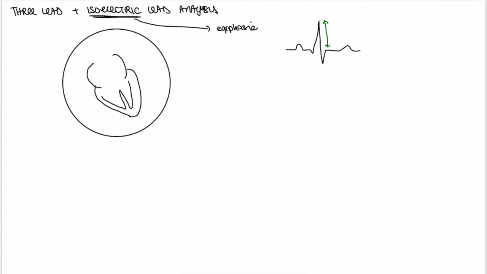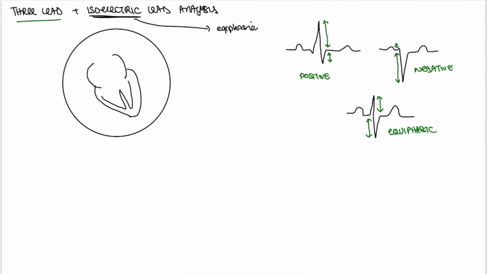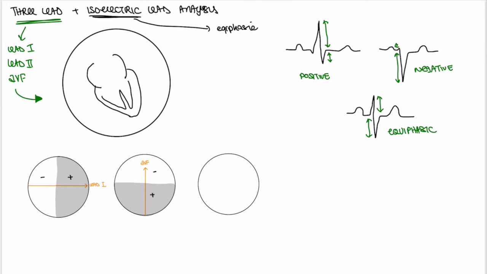As we learned earlier, a positive deflection is predominantly upwards, a negative deflection is predominantly downwards. But equiphasic means that the upward and downward deflections are both equal, as in R is equal to the S wave. The 3 leads are based on lead 1, lead 2, and AVF. We already know lead 1 and AVF's orientation. What about lead 2? Lead 2 is parallel to the heart's conduction pathway.